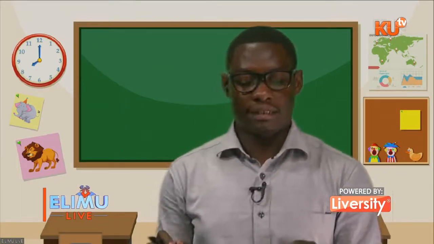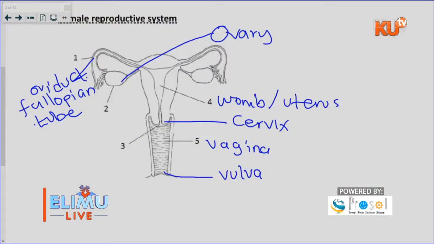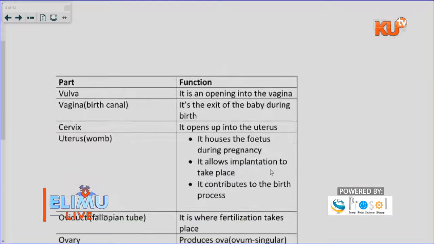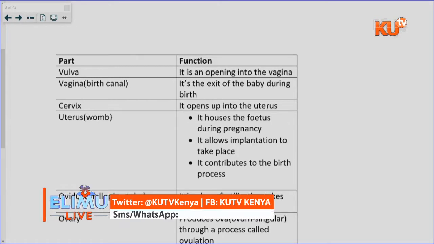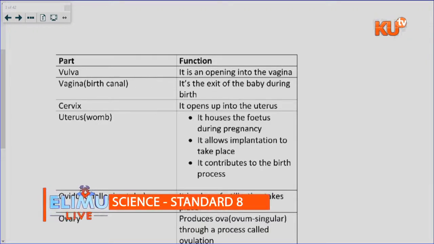So I start by giving the function of the vulva, and the function of the vulva is it is an opening into the vagina. Vagina or birth canal, it's the exit of the baby during birth. And apart from being the exit of the baby during birth, this is also where the sperms are deposited during copulation. We'll come to see what is copulation. Then we have the cervix, and the cervix opens up into the uterus. Then we have the uterus, also called the womb.